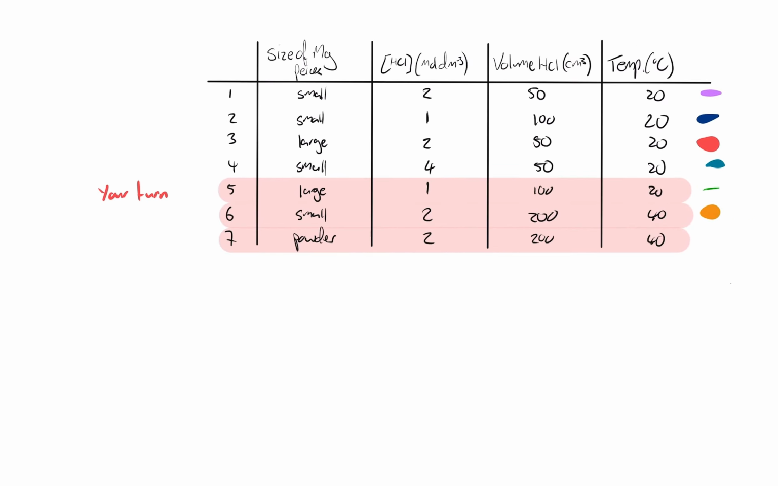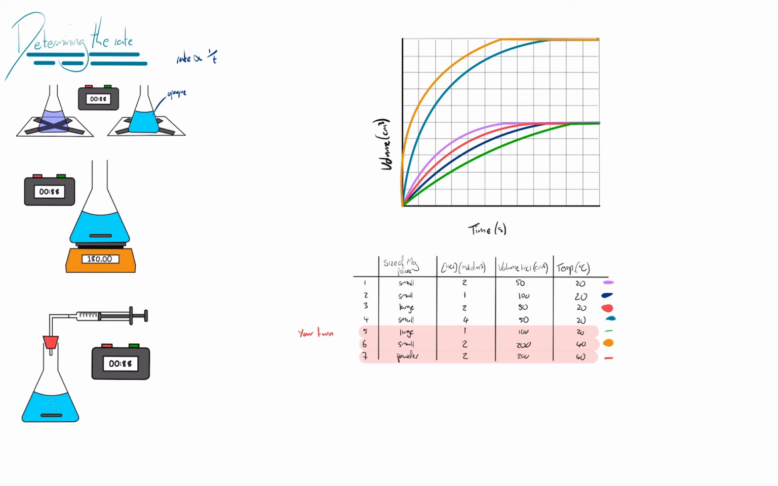And last one, powder. Exactly the same as number 6, except we're powdered as well. So this is going to be quicker still. Let's use red again for this. So again, even quicker this time, but with that same volume. Obviously, we'd never have anything coming out the other side of this. It should be going straight up, but hopefully you get the general idea.